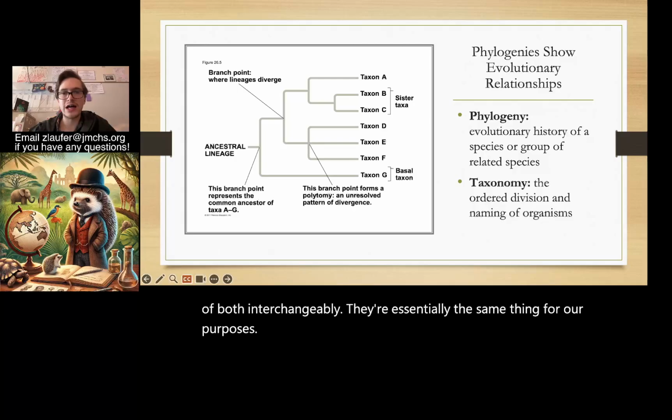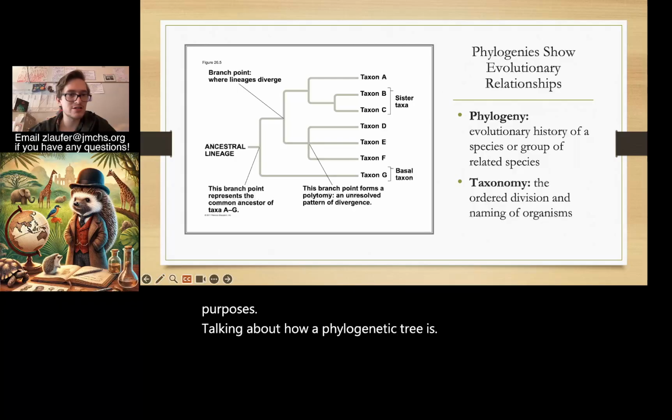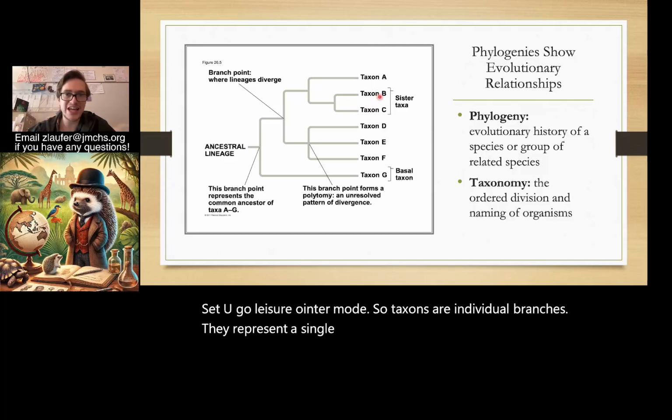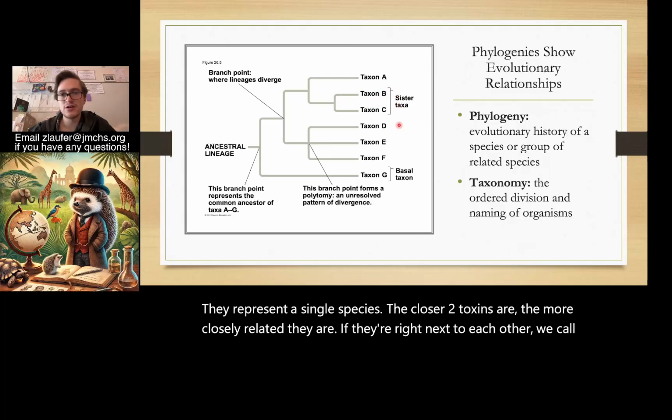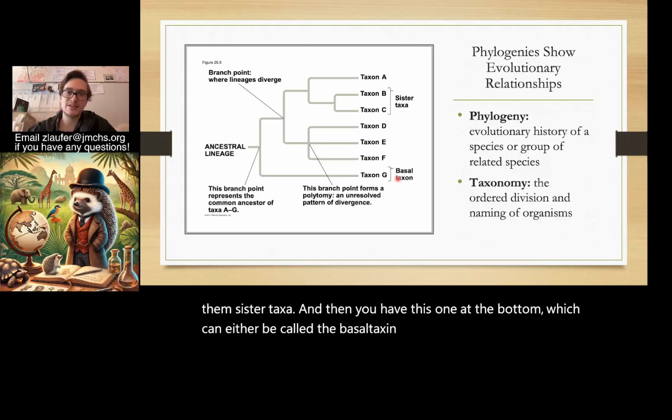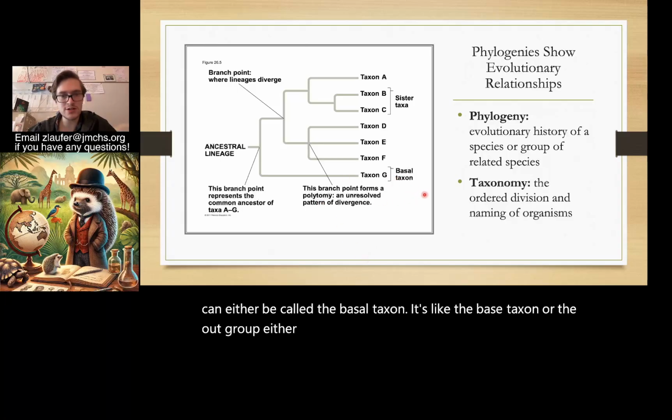Talking about how a phylogenetic tree is set up, go laser pointer mode. So taxons are individual branches. They represent a single species. The closer two taxons are, the more closely related they are. If they're right next to each other, we call them sister taxa. And then you have this one at the bottom, which can either be called the basal taxon, like the base taxon, or the outgroup. Either one will be used.